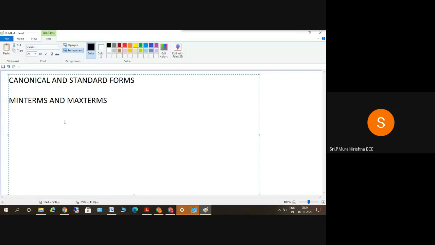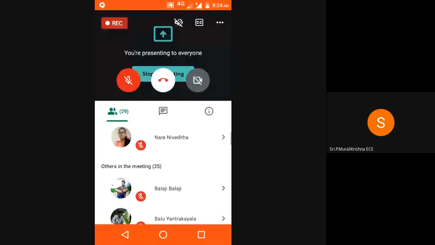So minterms and maxterms. What is the meaning of a minterm here? Before going to canonical and standard forms, we'll know what a minterm is. We'll have a canonical form of minterms and maxterms, and standard forms of minterms and maxterms. We'll see what a minterm is first.